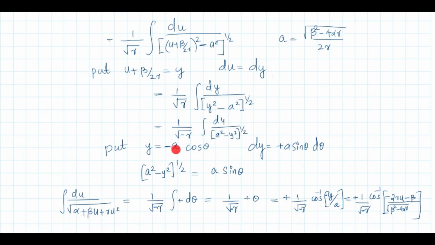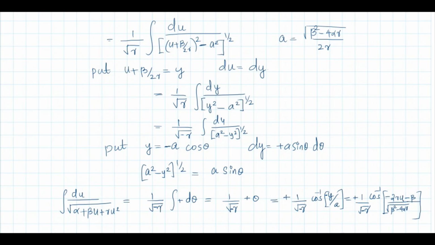Now put y is equal to minus a cos theta. Then dy becomes plus a sin theta d theta. Replace this dy with a sin theta d theta, and a square minus y square raised to half becomes a sin theta. So that will cancel, and the remaining is integral d theta. Integral d theta is theta, but theta from here is nothing but cos inverse of minus y by a. So the result is 1 by root minus gamma cos inverse of minus y by a. What is y? It is u plus beta by 2 gamma.